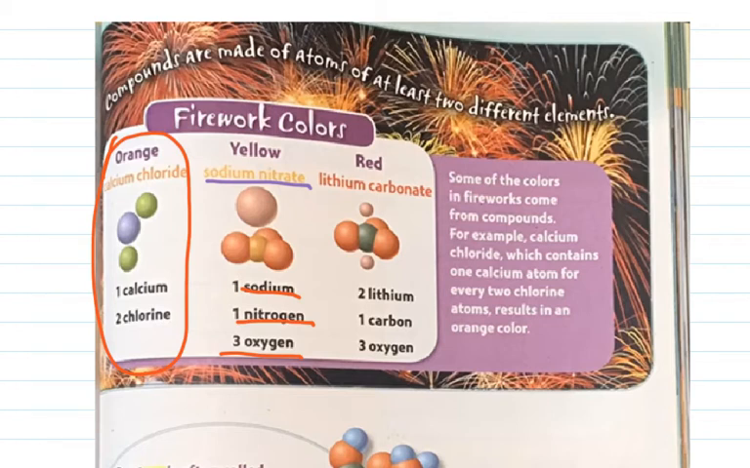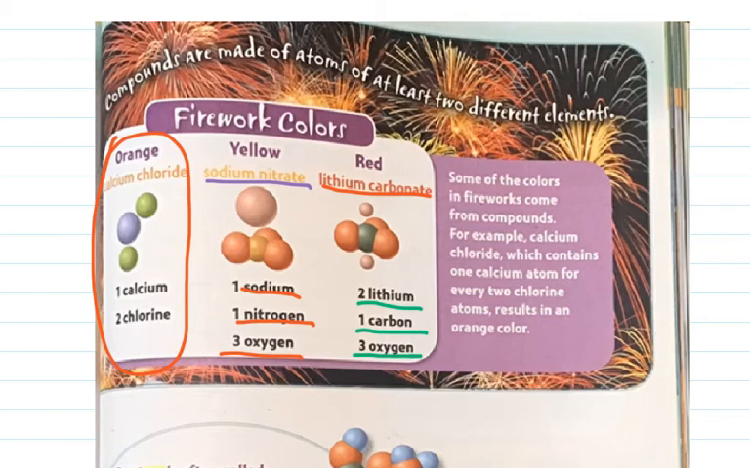Okay, let's look at the color red. So how do we say the name of this? Yeah, if you said lithium carbonate, you are exactly correct. So let's look at all these different elements that are in the color red for fireworks. So we have 2 lithium, 1 carbon, and 3 oxygen. Yeah, you heard me right. 2 lithium, 1 carbon, and 3 oxygen.